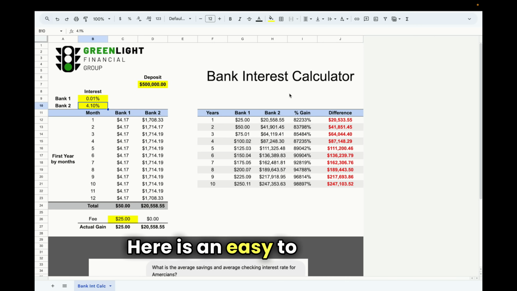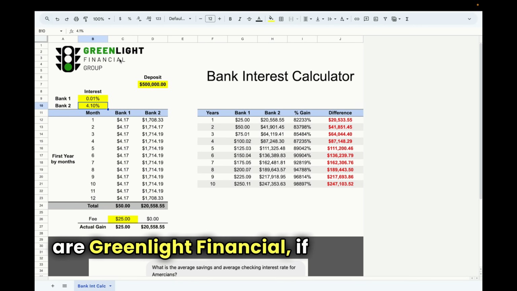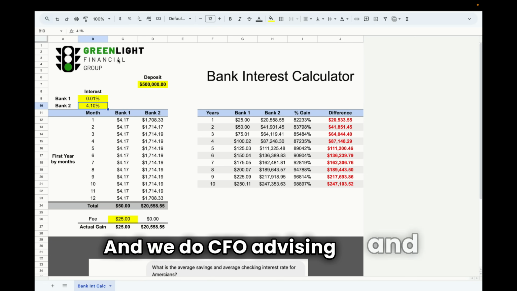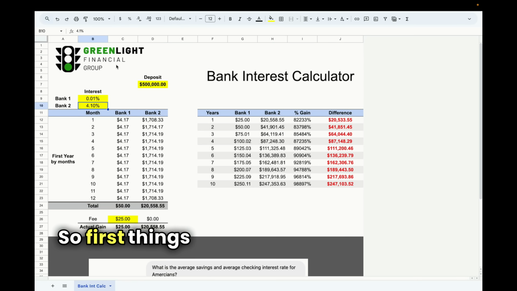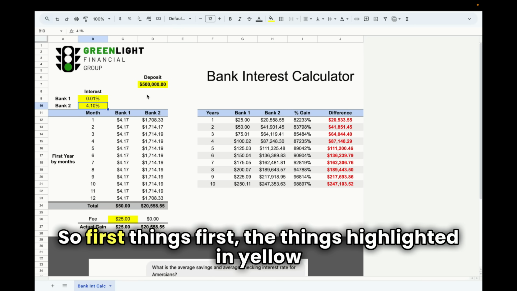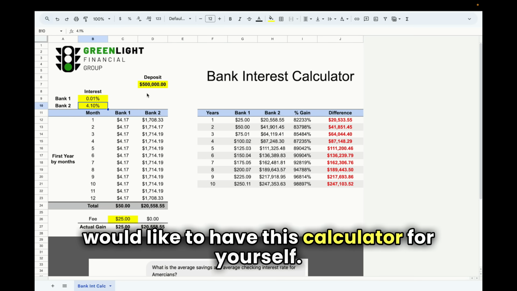Here is an easy to use bank interest calculator that I've created. We are Greenlight Financial if you don't know, and we do CFO advising and full service accounting for online based businesses. So first things first, the things highlighted in yellow are the things that you can adjust if you would like to have this calculator for yourself.